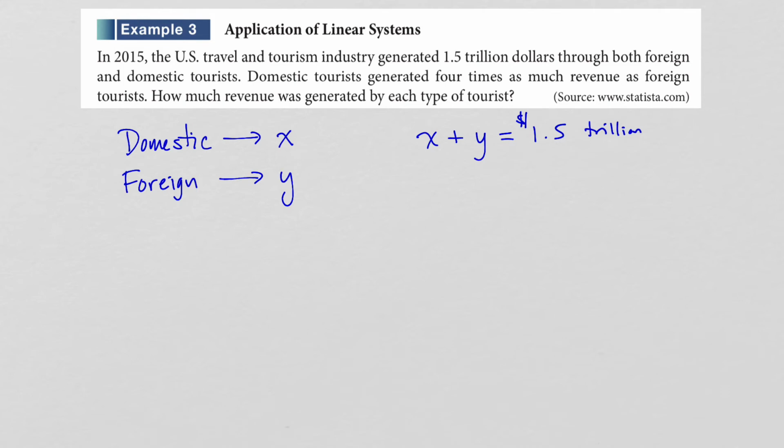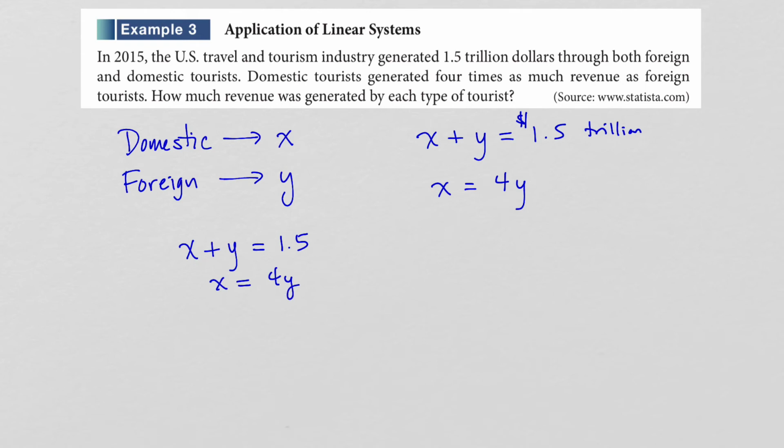But we also know that domestic tourists generated 4 times as much revenue as foreign tourists. So the amount of money that the domestic tourists brought in is equal to 4 times the amount of money that the foreign tourists brought in. So X is equal to 4 times Y. So what we have here is a system of equations. X plus Y equals 1.5. And X is equal to 4Y.